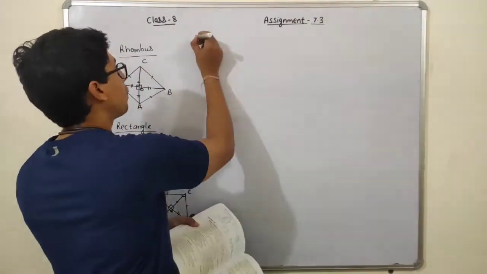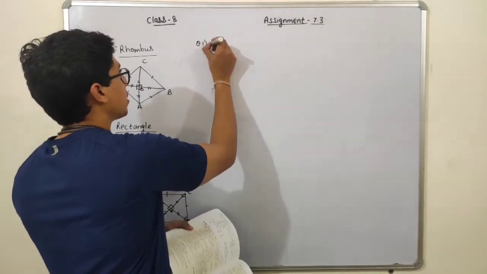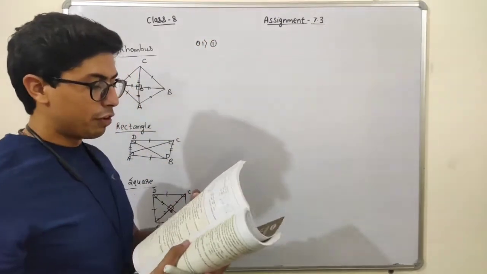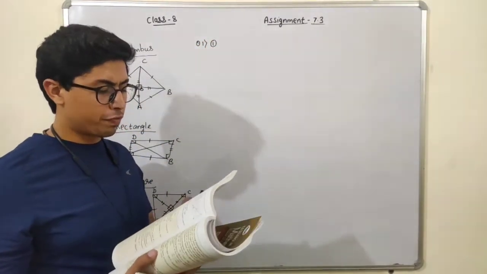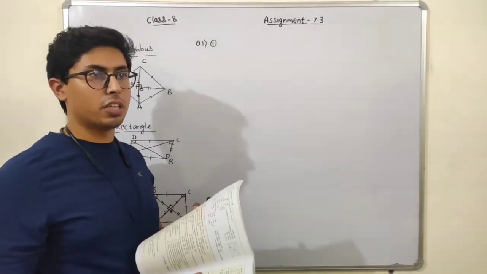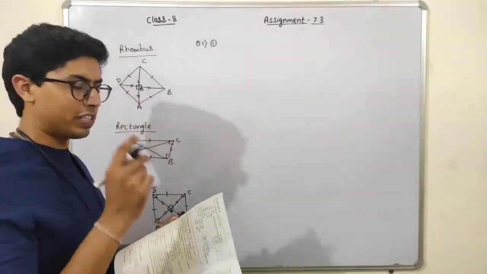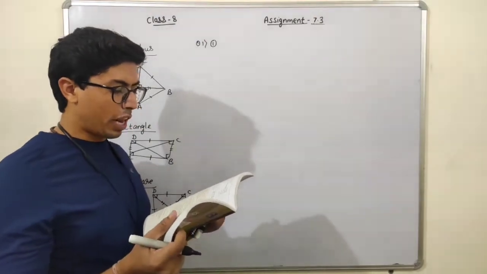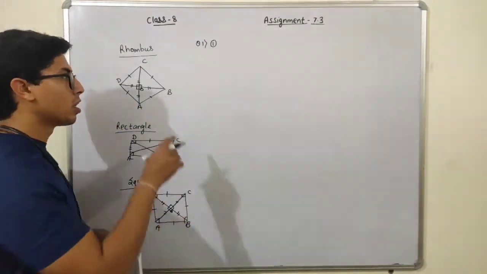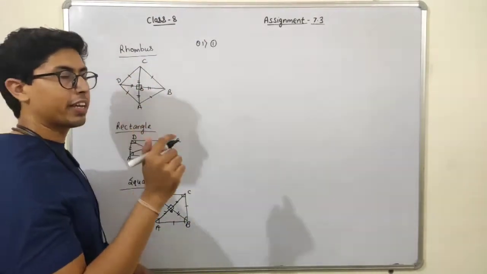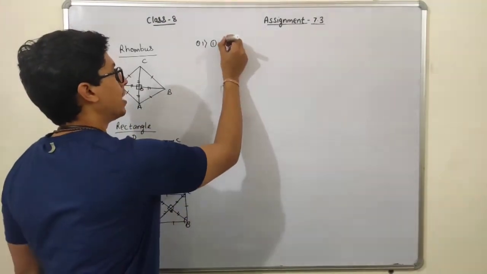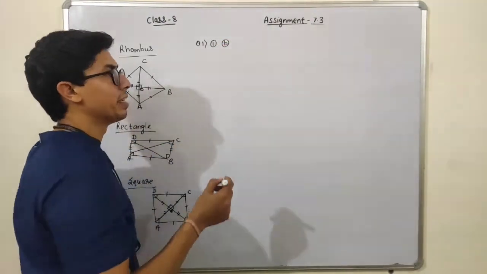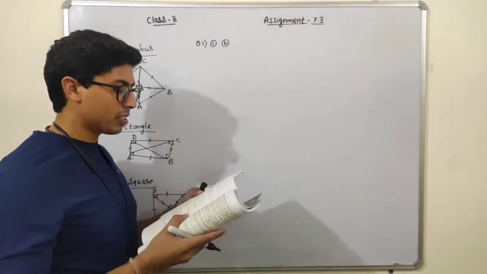So question first part, students. See, which of the following is not correct for rhombus? First is diagonals bisect each other. Yes, diagonals bisect each other. So first is correct. Second is all angles are 90 degree. No, students, all angles are not of 90 degree. So first question, first part, answer is B.